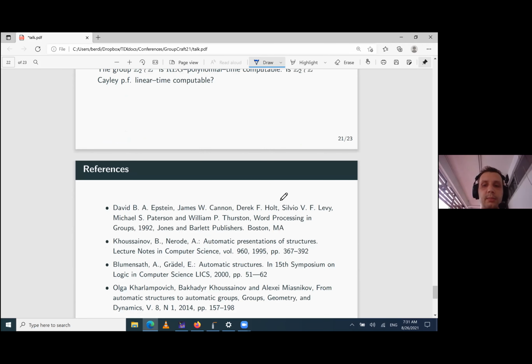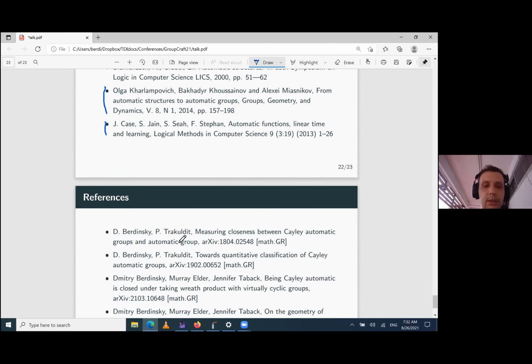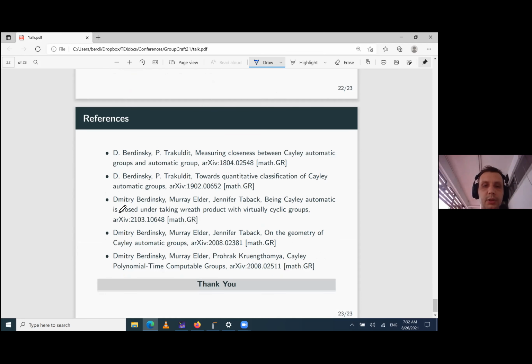Okay, so here are some references. So this is still the main reference for automatic groups. And this is the main paper for Cayley automatic groups. Actually, the paper where Cayley automatic groups were introduced. So this is the result of KJ and Stefan's paper. So sorry, that's the reference to this paper. And so my talk was based on these preprints.